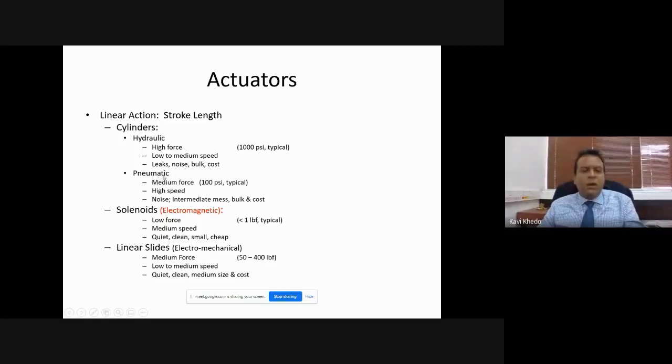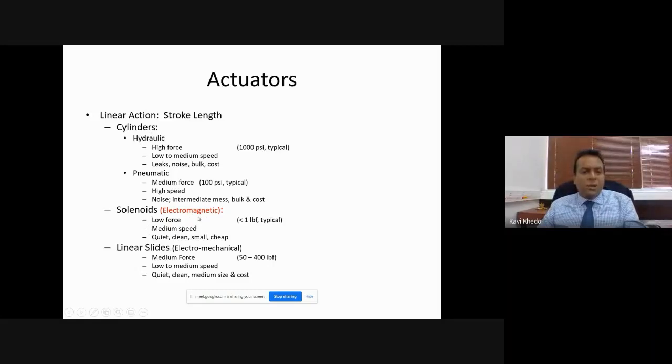Pneumatic is medium force. Not so low, but not so high either. But this one can be of high speed. Very quickly you can move something. Again, it causes some noise, and it is quite heavy. So this is in terms of cylinders for linear action.